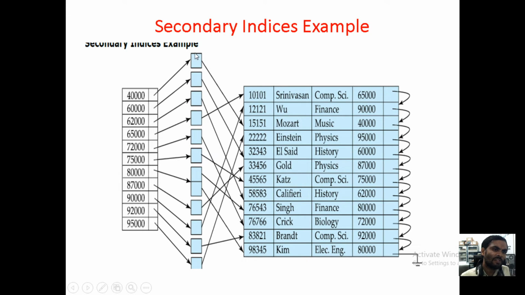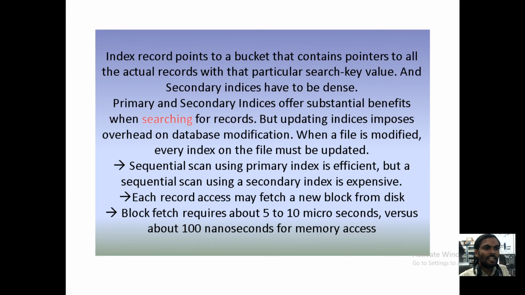Then we have what we call a block or bucket, which can store the specific value. With the help of this block, we can point to n number of pointers to the records of the table. It is pointing to the specific value. See here, the index record is pointing to the bucket that contains the pointers to all the actual records with the particular search key value. This is the secondary index we have for students.